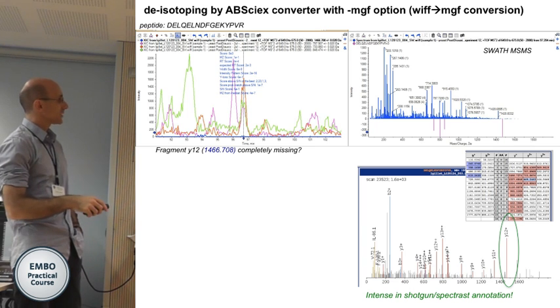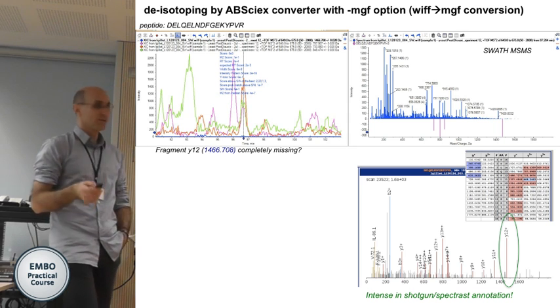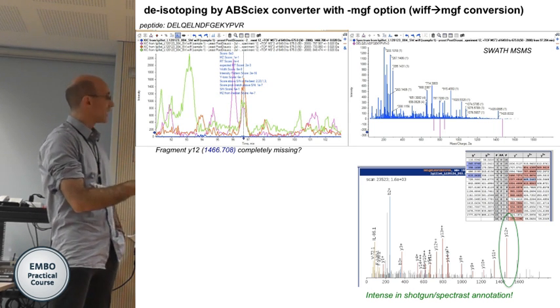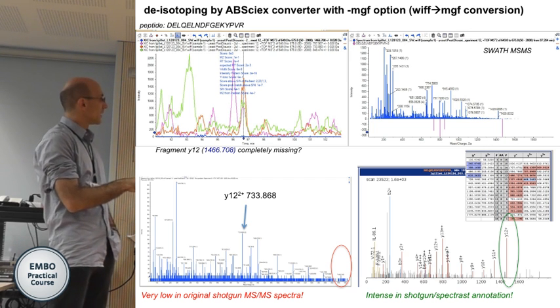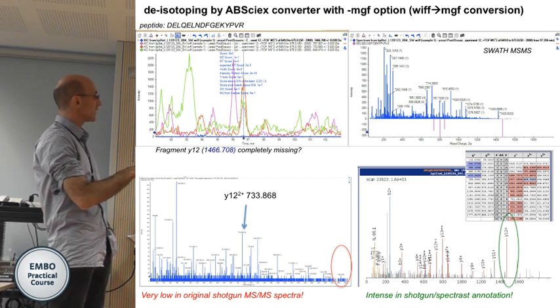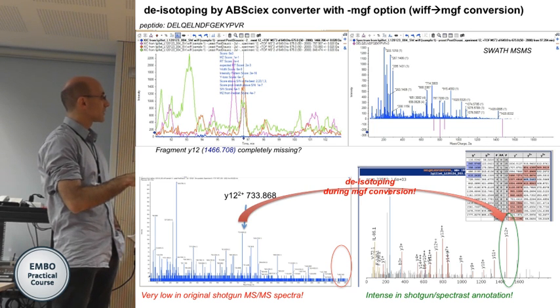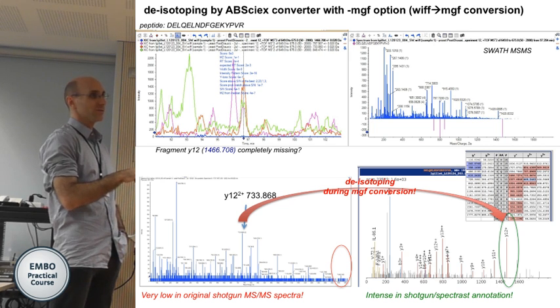So then I looked into my shotgun data, and my shotgun data search results had a very intense peak at Y12. Then I got very confused, and I said, why is it in my shotgun and why is it not anymore in my SWATH? And then I went back to this exact raw spectra. This was the centroiding result, and this was the original profile spectra. And as you can see here, the Y12 is absent. So what the software did, it figured out that this was my Y12 doubly charged. It thought, okay, I'm smart, I'm going to do deconvolution. So this is now not anymore Y12 doubly charged, it's Y12 singly charged.